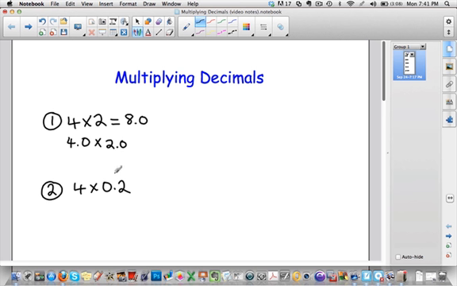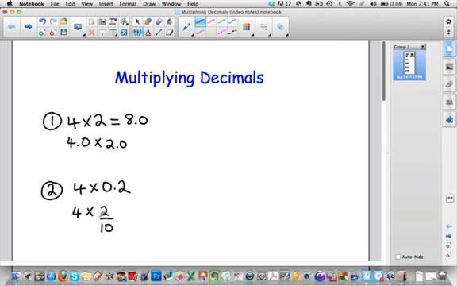Now if we go to example 2, these are the same numbers except I've made this decimal 2. So let's think, what is 4 times decimal 2? Well, maybe you're not so sure. So one way to look at this is to turn into fractions. So let's do 4 times 0.2. This is the tenths place. So decimal 2 is 2 tenths.